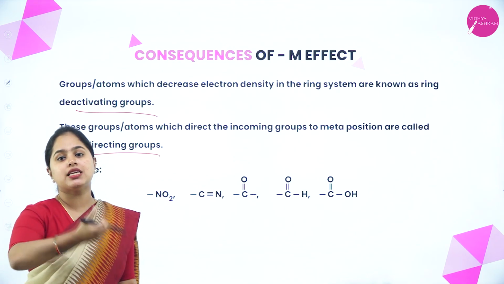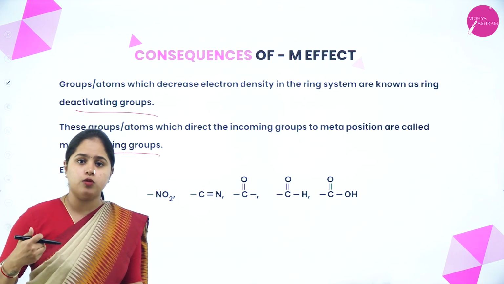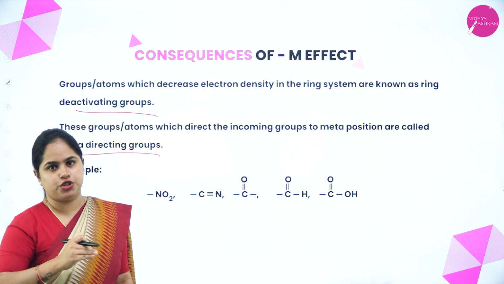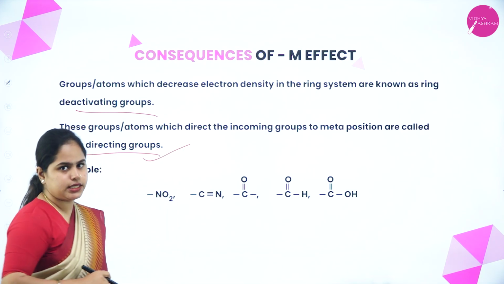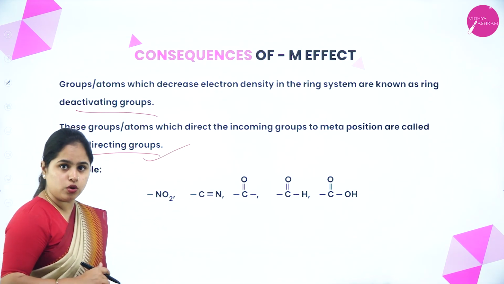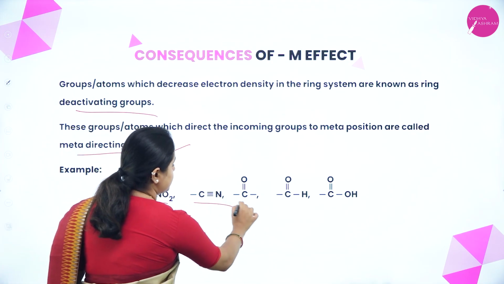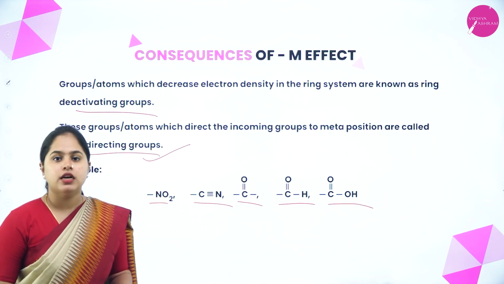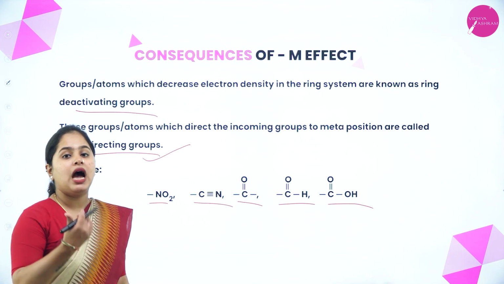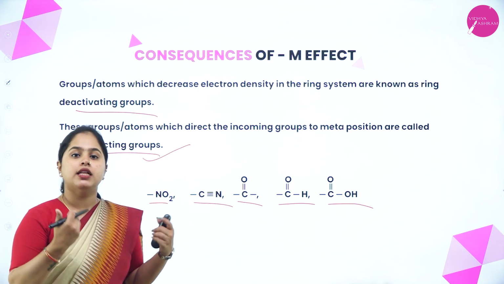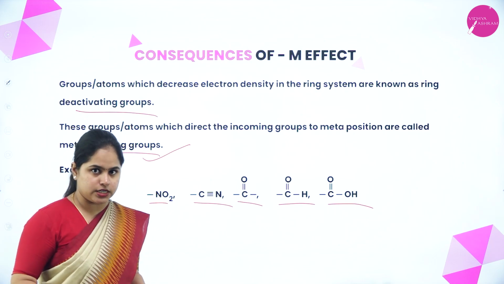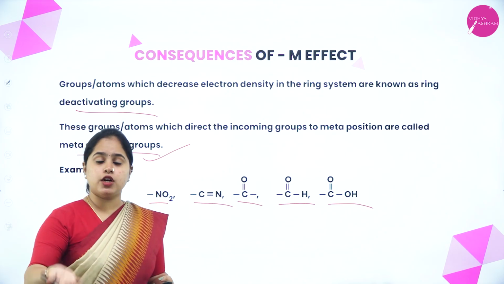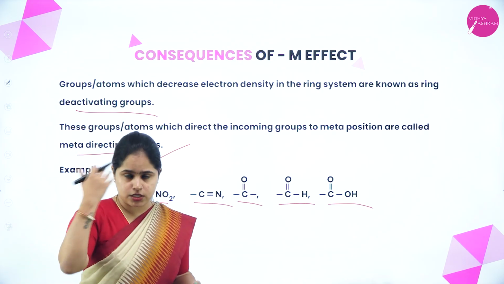So these groups which take up the electrons, that is electron withdrawing groups, what do they do to the incoming reagents? They are directed towards the meta positions. So they are called as meta directing groups. A few groups which show this are nitro group, CN, CO, ketone, then aldehyde and carboxylic acid groups. Right. So all these are electron withdrawing groups, and the ones which show plus R effect are electron donating or electron releasing groups. Why? Because the electrons are being donated to the carbon atom. In these groups, the electrons are taken from the carbon atom, that is the conjugated system.